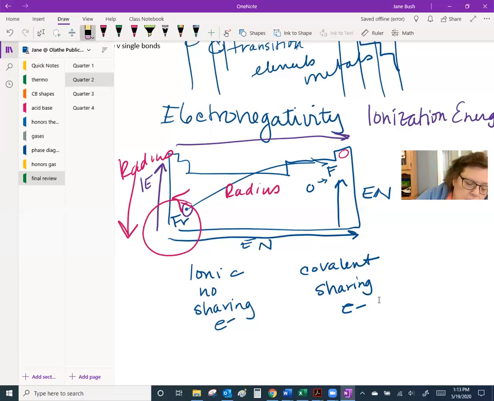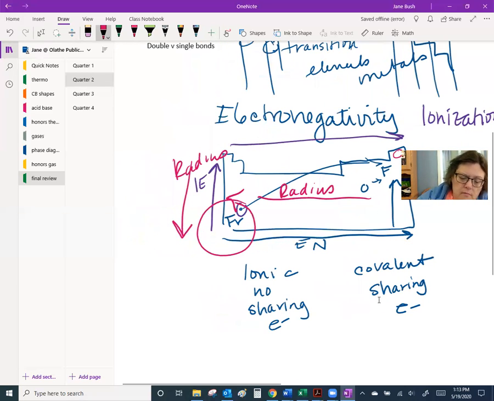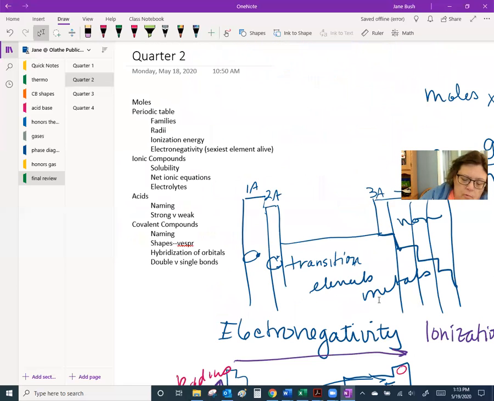It decreases as you go across because as you go across, there's more protons and they pull in harder, and so they make that radius shrink. Okay? So our three relationships. Radius gets bigger as you go down and smaller as you go across. Ionization energy gets larger as you go up because the radius is smaller, and increases as you go across because the radius is smaller. And electronegativity is that same relationship.